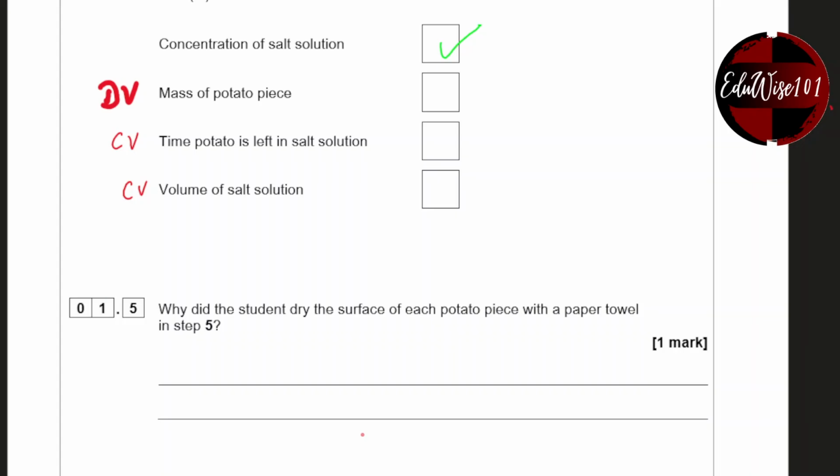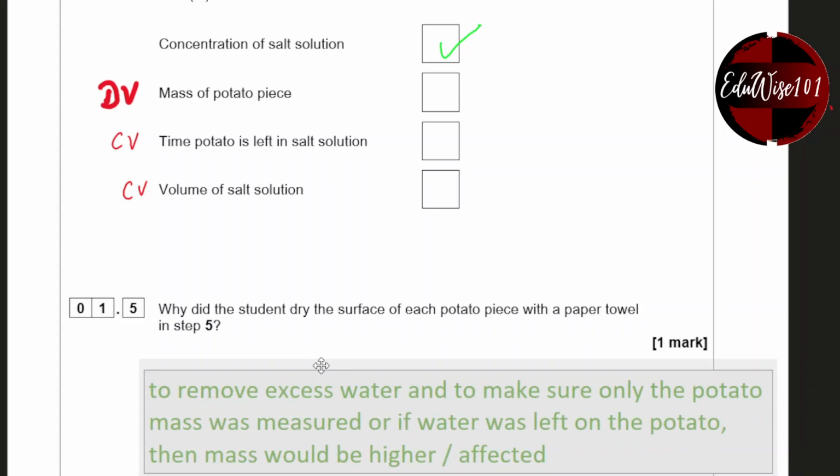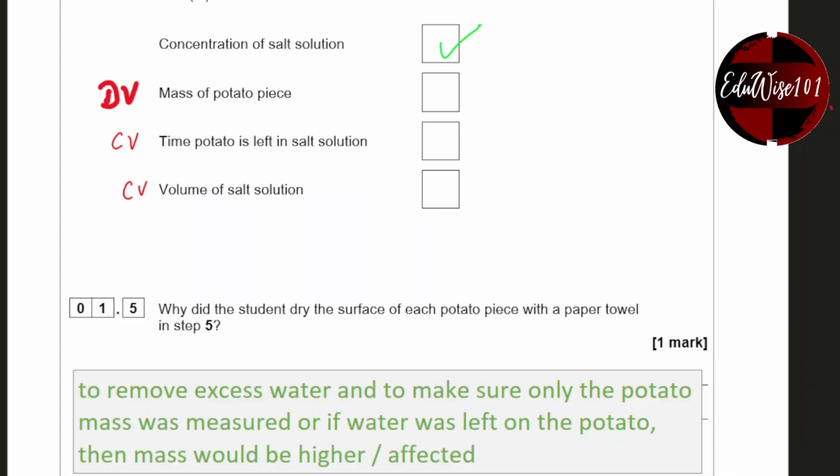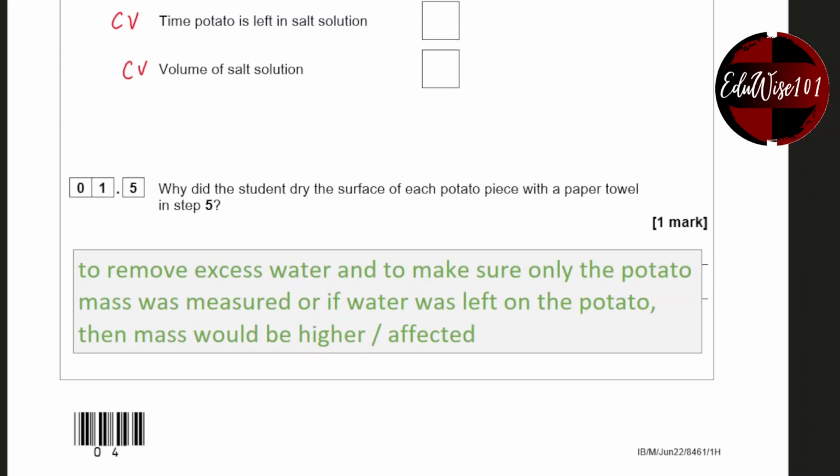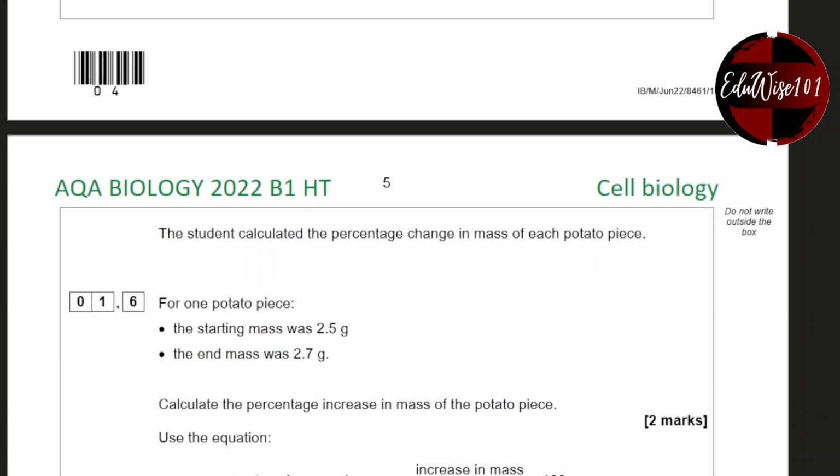1.5. Why did the student dry the surface of each potato piece with a paper towel in step 5? So in step 5, they dry the potato piece once it's in the salt concentration. When they take it out, they're drying it with a piece of paper towel to remove the excess water. Why is it important? Well, you only want to measure the mass of the water that is actually inside the cells. So to remove excess water and to make sure only the potato mass was measured, or you could say if the water was left on the potato, then the mass would be higher or it would be affected.